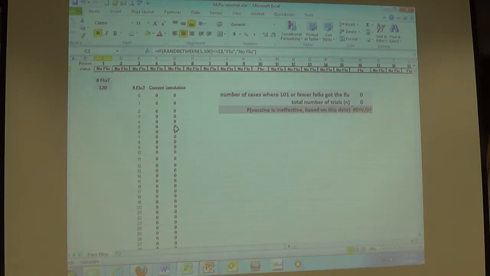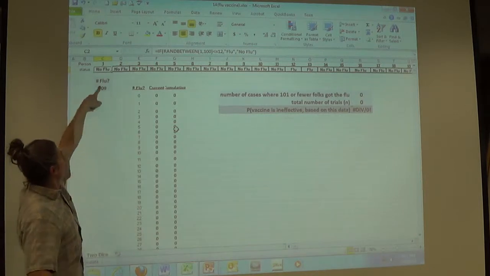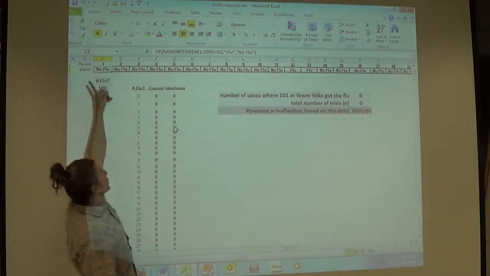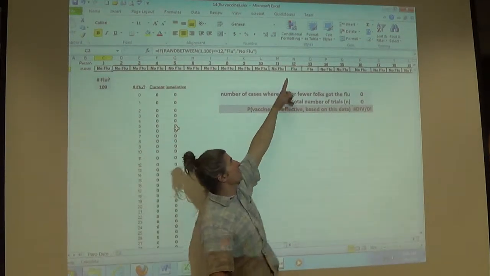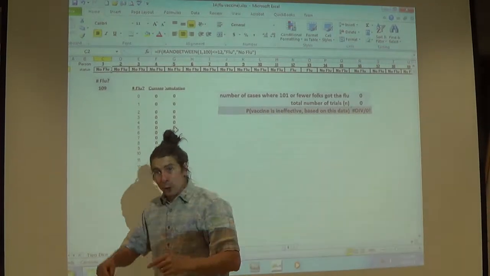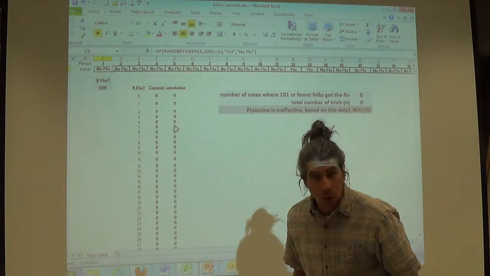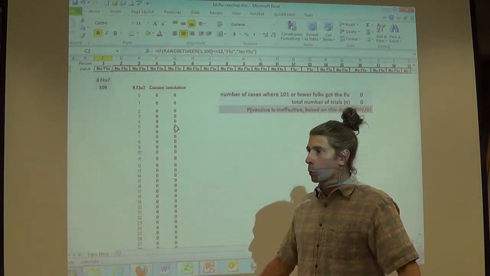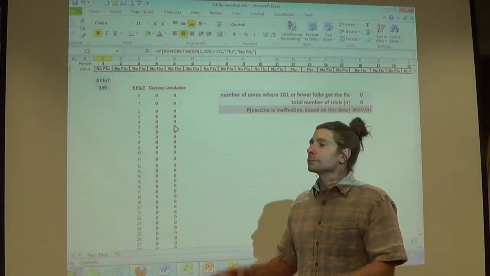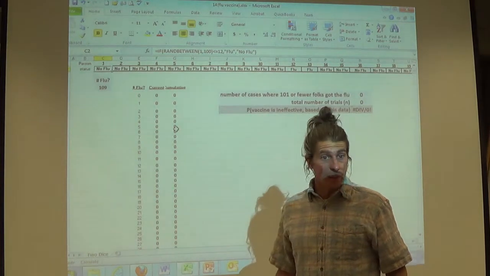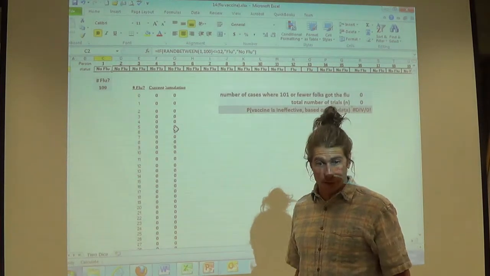So what I'm going to do is hit F9 and let it reload here. Right now, 109 people out of the 1,000 got the flu. You can see it up here. It says number that got the flu, 109. What it's doing is going through this line right here and counting all the incidences of the word flu. So right now, I sampled 1,000 people. 109 got the flu. So what percent is that? 10.9%, yes? 109 out of 1,000.